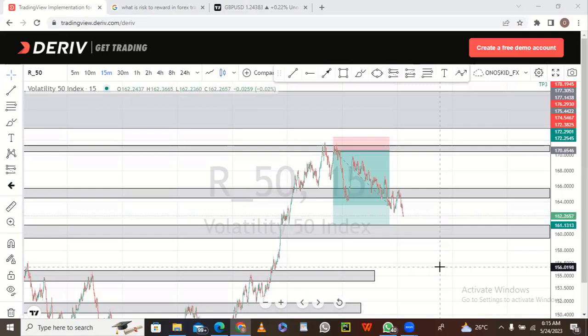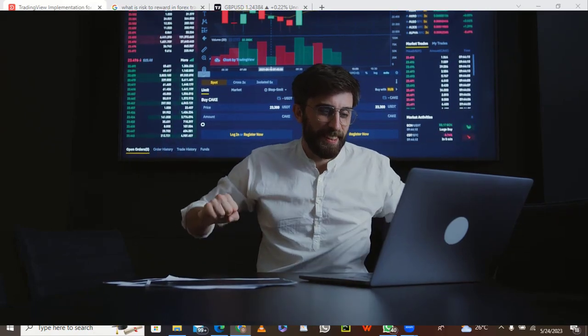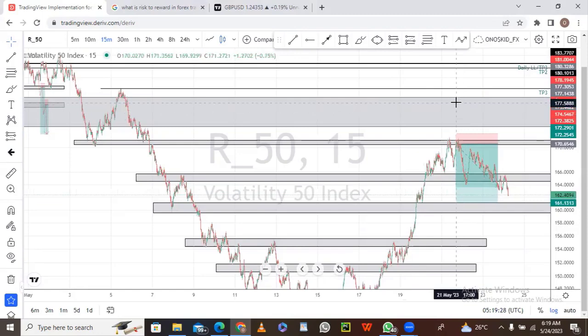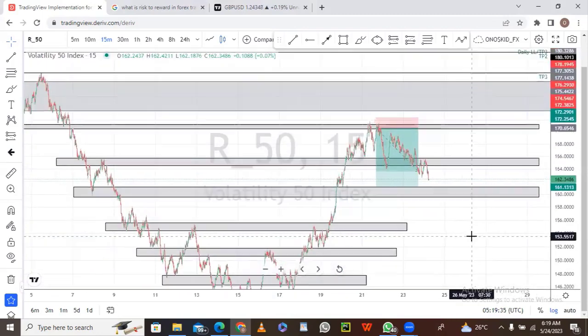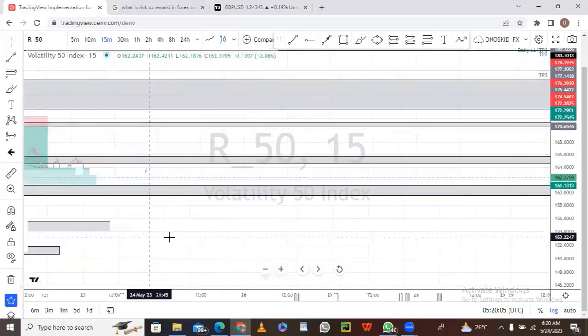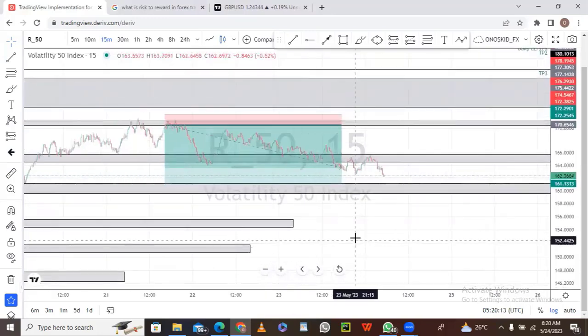And having known what risk to reward is, is one of the criteria that shows that you're becoming a professional trader. So I'm taking my time to explain this concept so that you will know how to use the tool that will help you calculate your risk to reward, or how you can actually be able to calculate this risk to reward yourself.